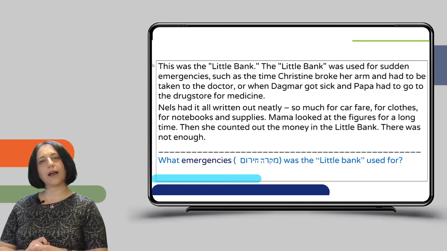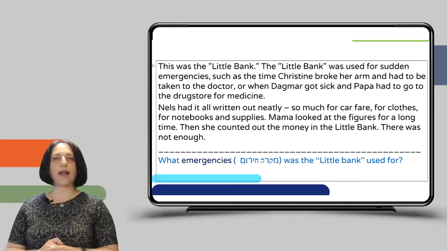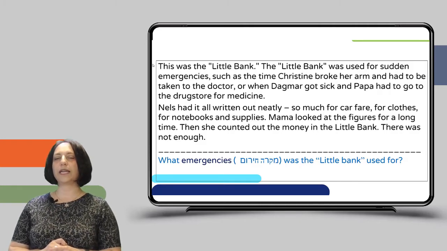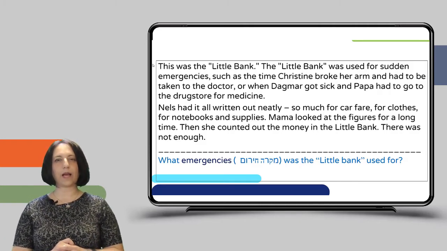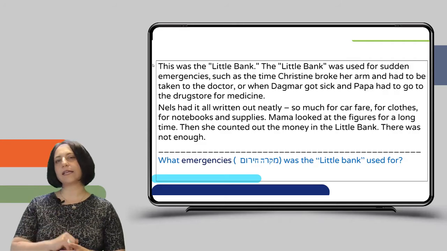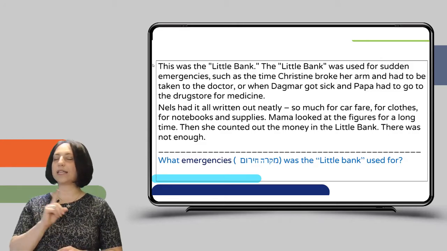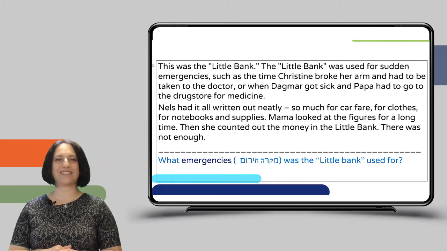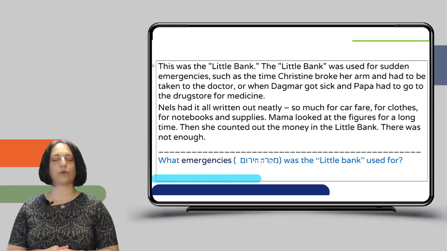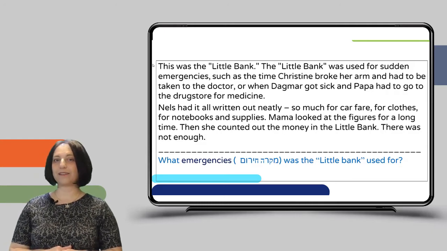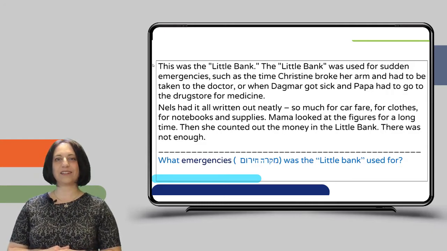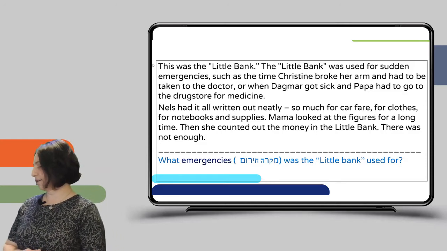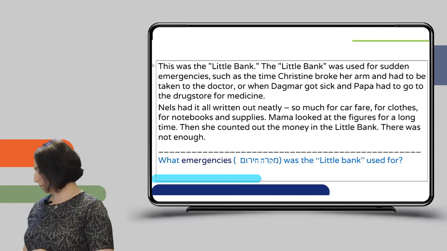What emergencies, this is a blue word, was the little bank used for? So have a look at this part of the story and think which emergencies the money in the little bank was used for, and write a list. There's more than one, and it doesn't say just give one. It says give all of the emergency things that the bank was used for. Have you found them? Did you write them? Let's see if you found all of the emergencies that the little bank was used for.